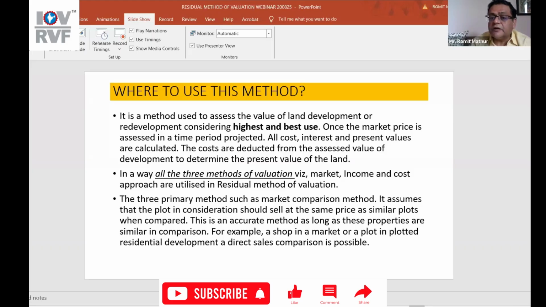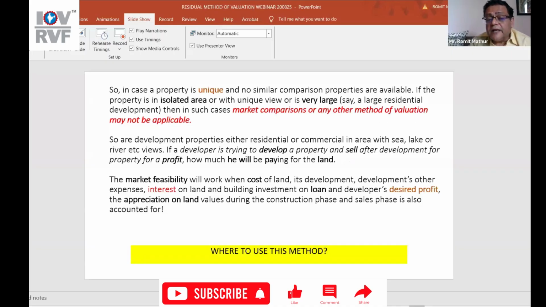But what if similar plots are not available? Then this is an accurate method as long as these properties are similar in comparison, right? The market comparison method. For example, a shop in a market or a plot in a plotted residential development, a direct sales comparison is possible. Now, in case a property is unique and no similar comparison properties are available, then how do you do the value of the land? And this is a very common problem.